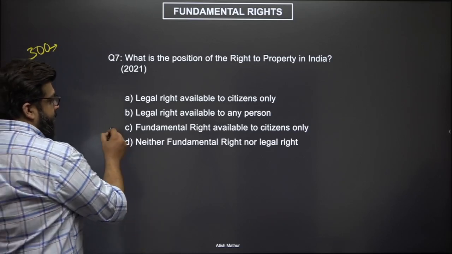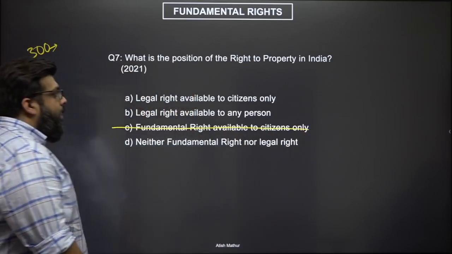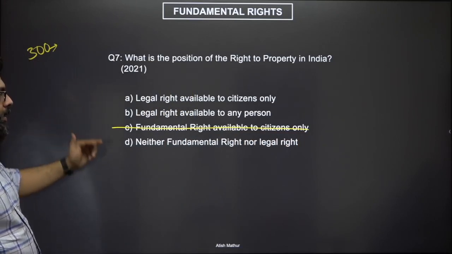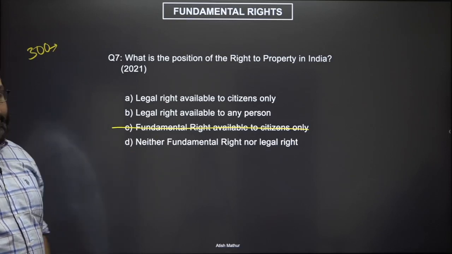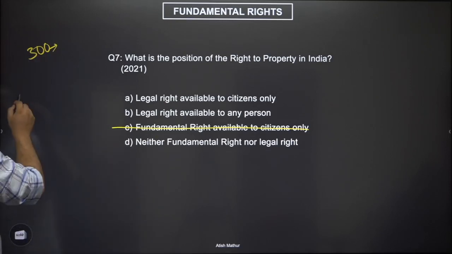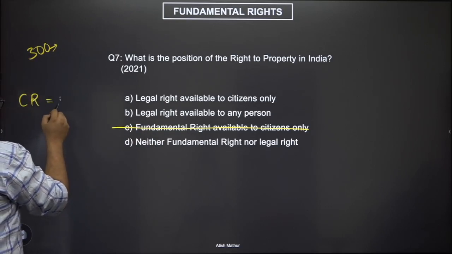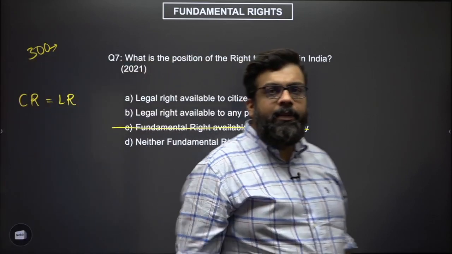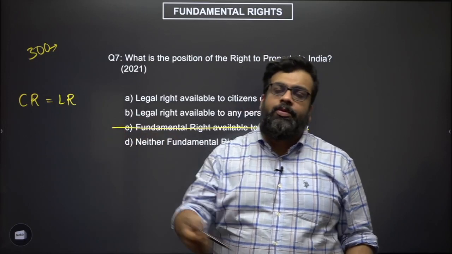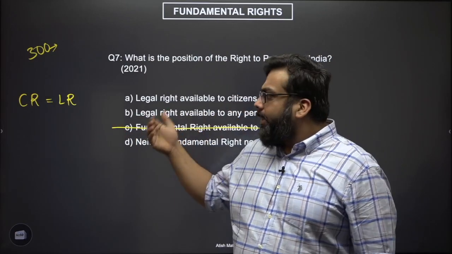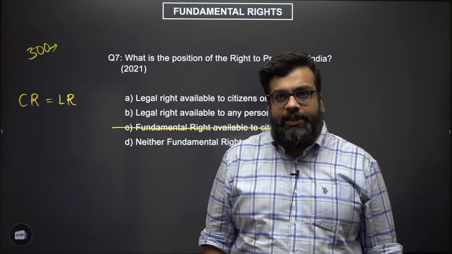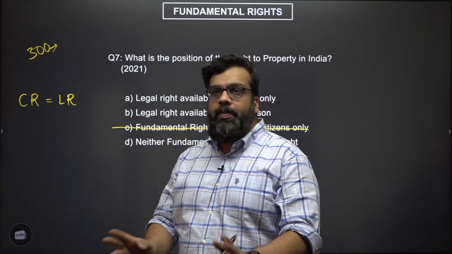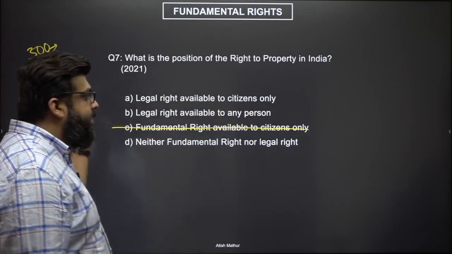Okay, so definitely option C is out. Now we are left with legal right available to citizens only, legal right available to any person, neither a fundamental right nor a legal right. Remember, a constitutional right and a legal right have similar manners of enforcement. The Constitution is a law after all. So if your legal right gets violated, you can go to the High Court under 226. That also applies to a case of the constitutional rights. We've discussed this in the rights chapter in the Magna Carta. I think it's lecture number 5, 5.1 and 5.2. So I think you should revise this in case you haven't.